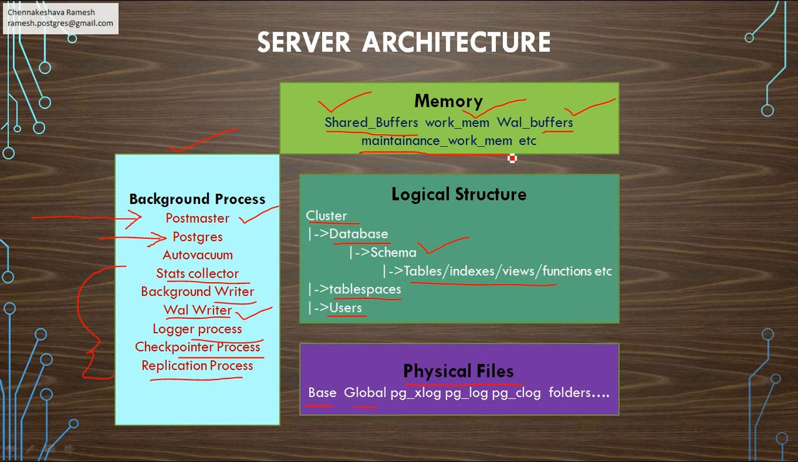Maintenance work memory is used for different maintenance activities. There are different maintenance activities in Postgres, and one of them is vacuum. So autovacuum uses the maintenance work memory during that particular process activity.